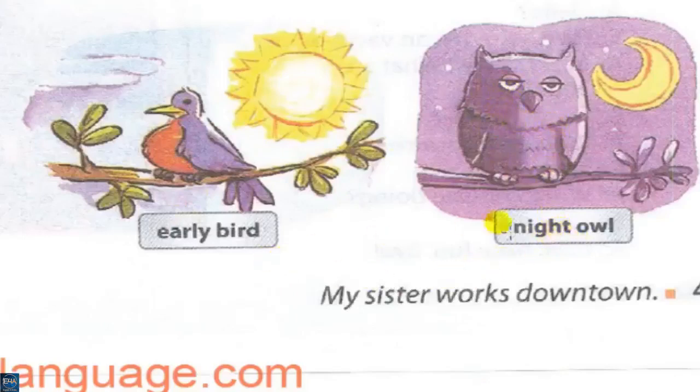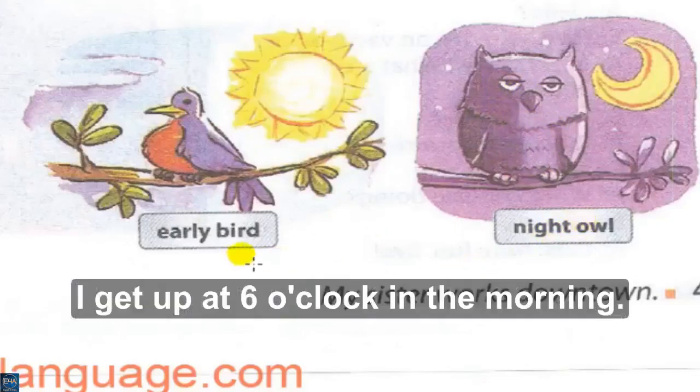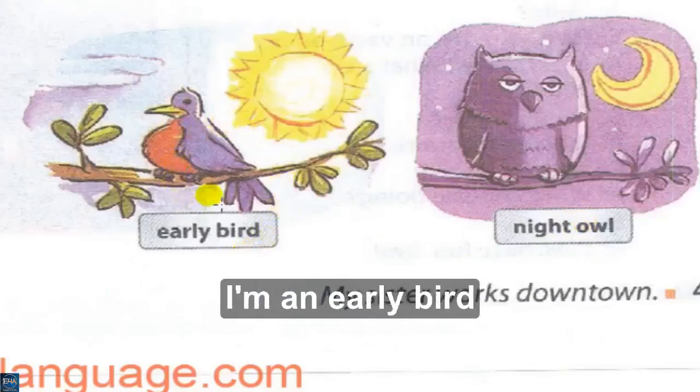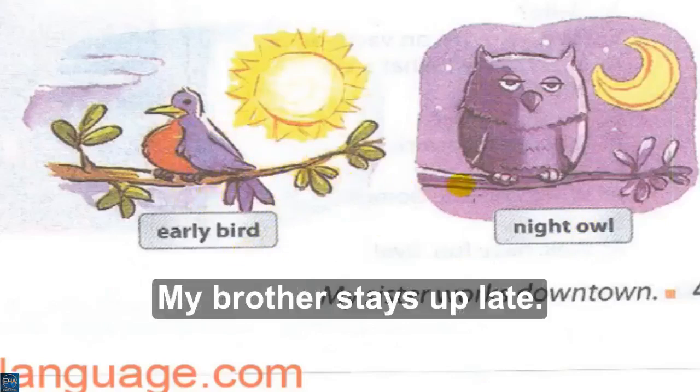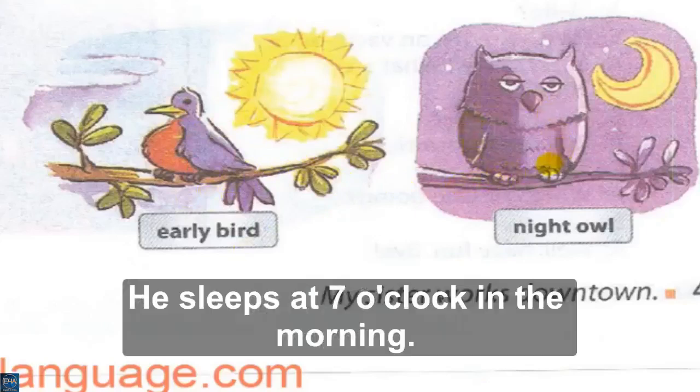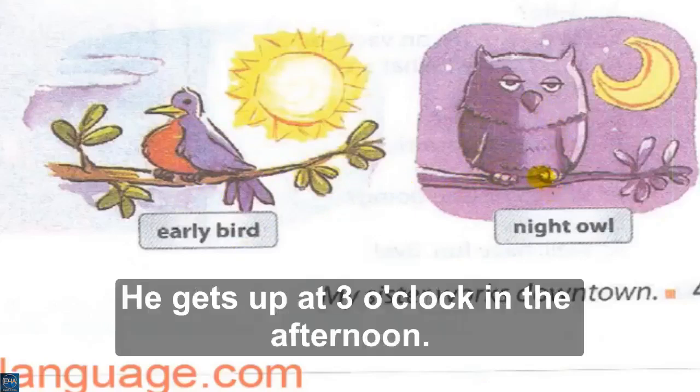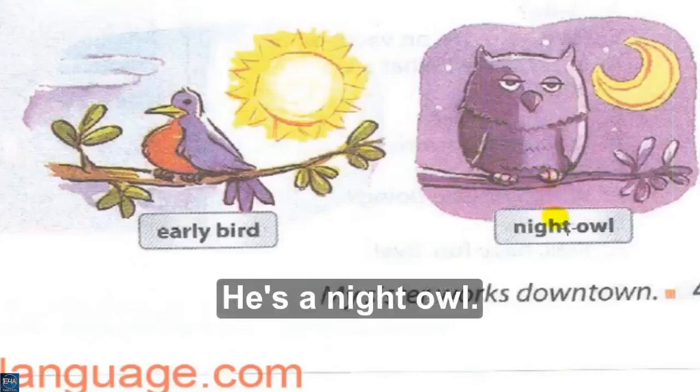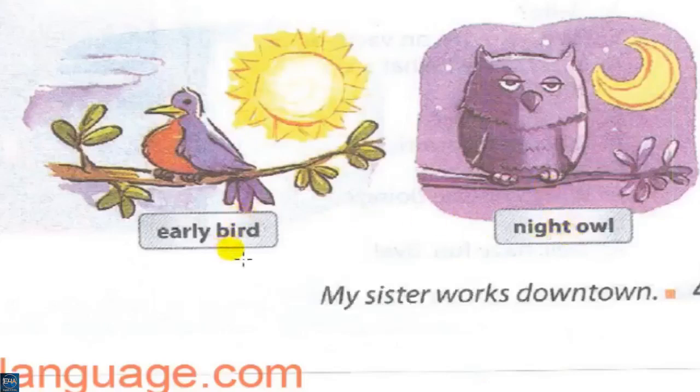Are you an early bird or a night owl? I get up at 6 o'clock in the morning. I'm an early bird. My brother stays up late. He sleeps at 7 o'clock in the morning. He gets up at 3 o'clock in the afternoon. He's a night owl. Night owl, the T sounds like a soft D. Early bird is the opposite of night owl.